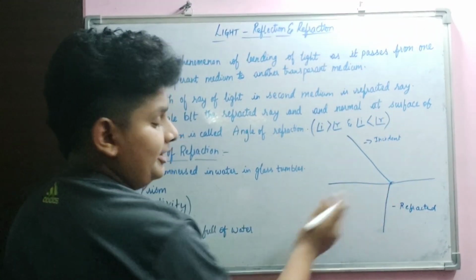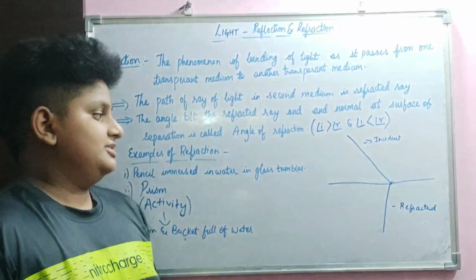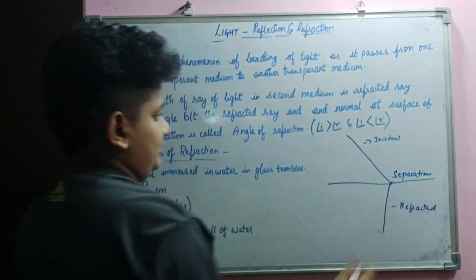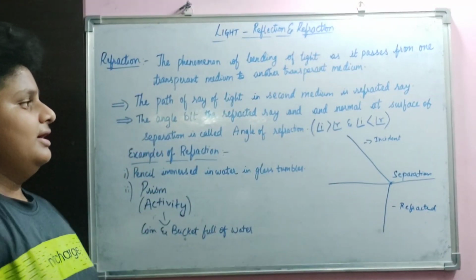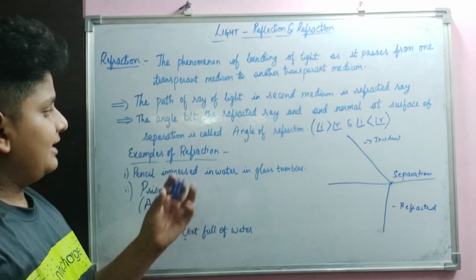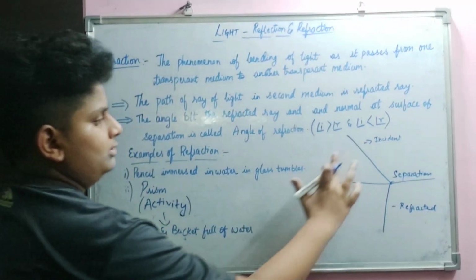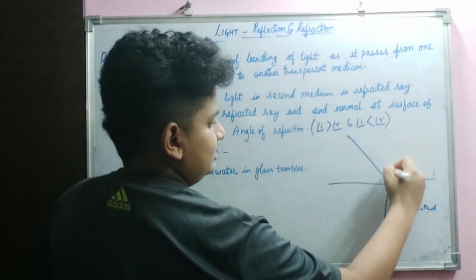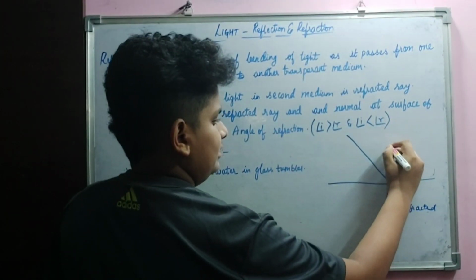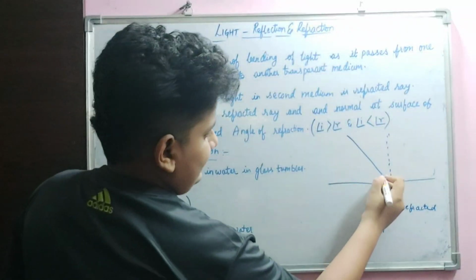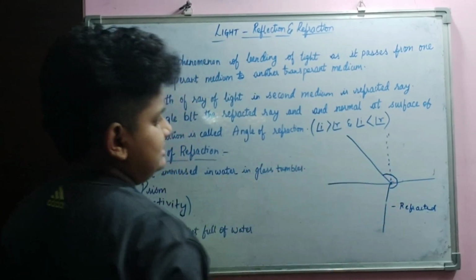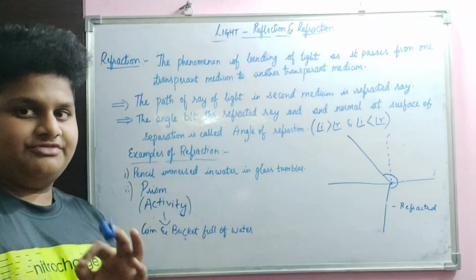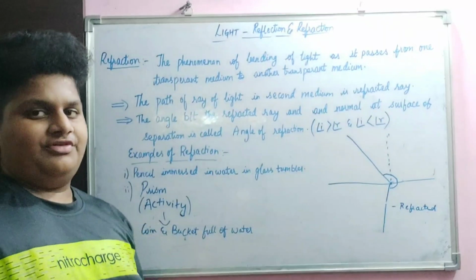But this is not the point of incidence. It is the point of separation. The angle between the refracted ray and the normal at the surface of separation is the angle of refraction. If this is the point of separation and this is the normal ray, then this angle is called the angle of refraction.